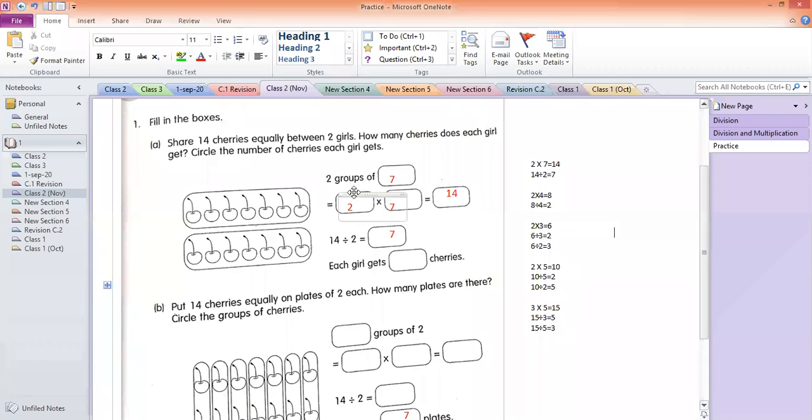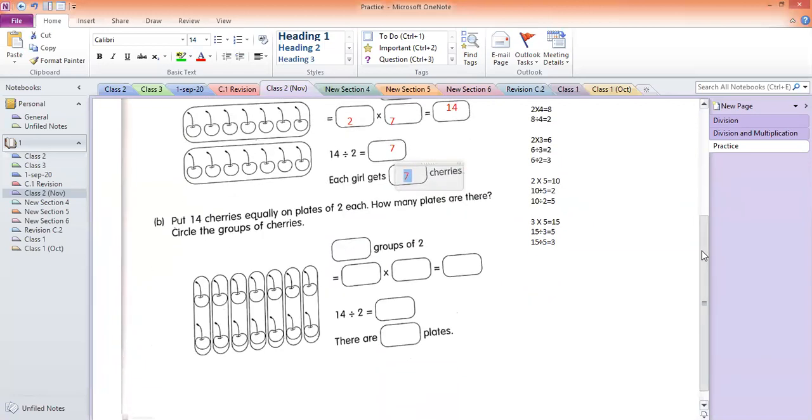That means you have to check the table of 2 up to what number you will get 14. 2 1 2, 2 2 4, 2 3 6, 2 4 8, 2 5 10, 2 6 12, and 2 7 14. So the answer is 7. So each girl gets how many cherries? The answer is 7.